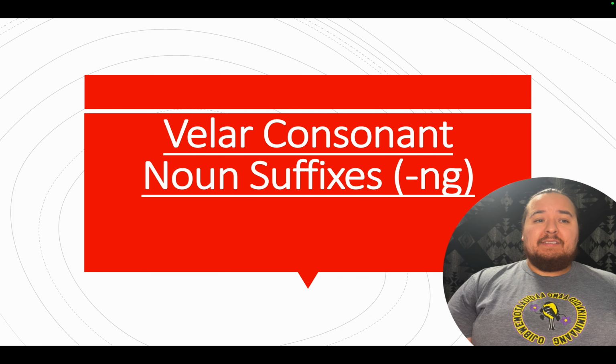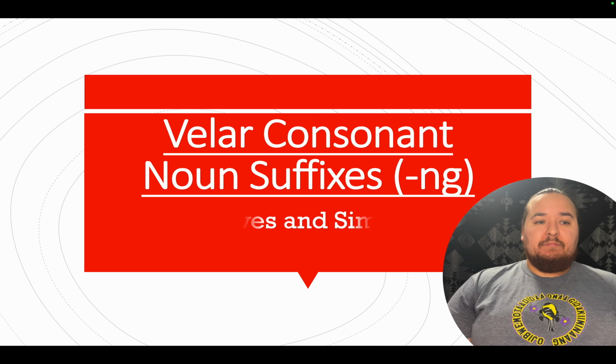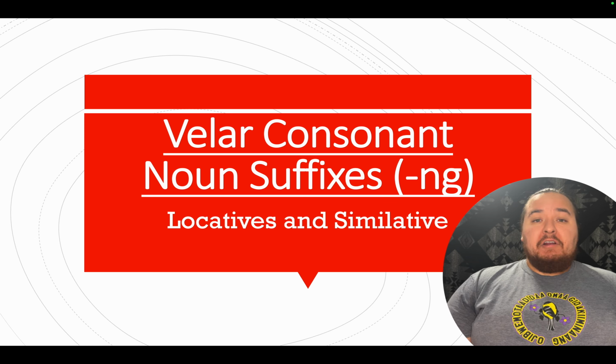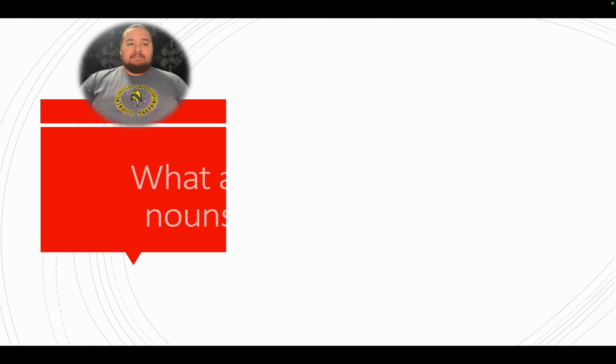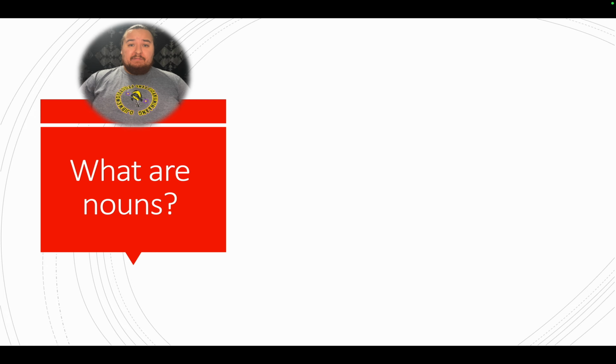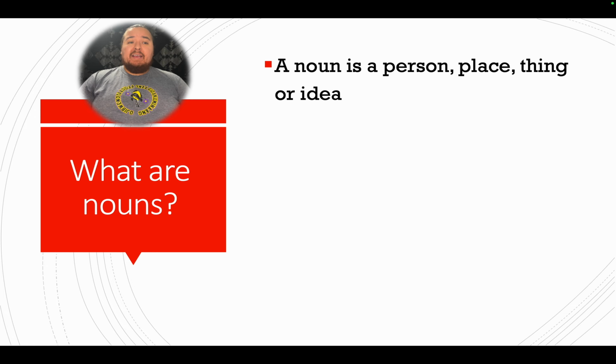And so today's lesson is on velar consonant noun suffixes. So that's when we add ng to the end of our nouns or words. So these are our locatives and similatives in Ojibwe. So what are nouns? Nouns are a person, place, thing, or idea. Some might say quality.